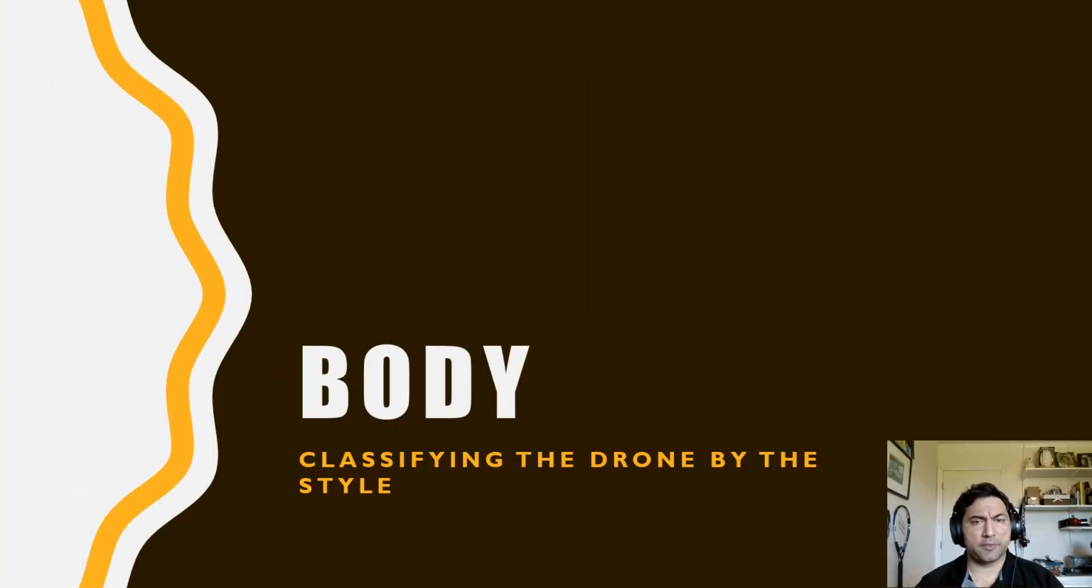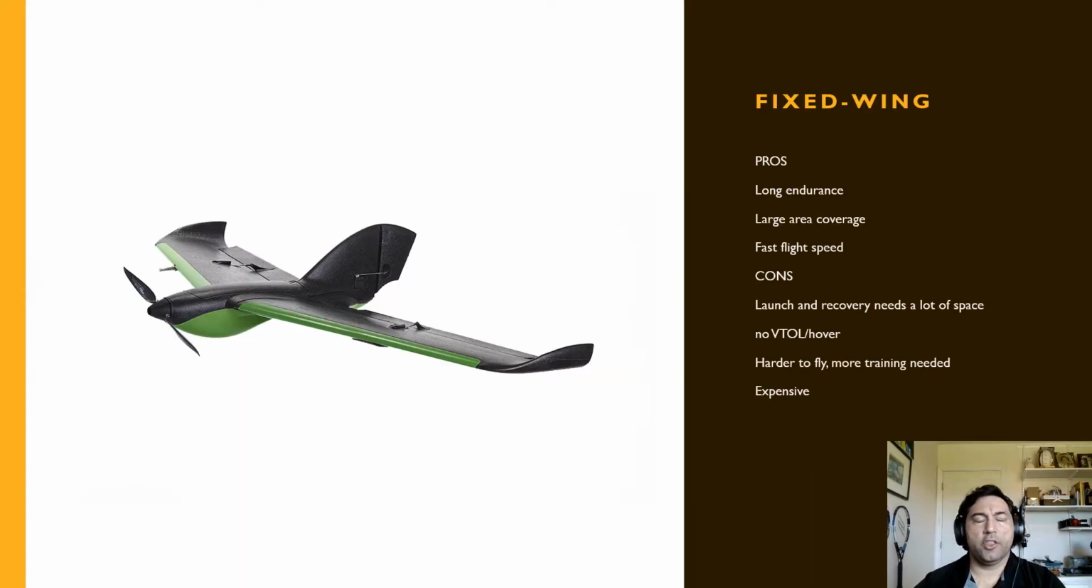Now, when we talk about classifying a drone by the body, we're talking about how it's built and how it functions and how it flies. The oldest type of drone body is the fixed wing drone. Think of it as your traditional airplane. They're great for long endurance. They can cover large amounts of areas. The battery life lasts a lot longer than other drones, and they are very fast. Now, the downside, you're going to need some sort of runway to start and take off, and they're hard to fly and need more training. Plus, the bigger ones, the more professional ones, can get very expensive.